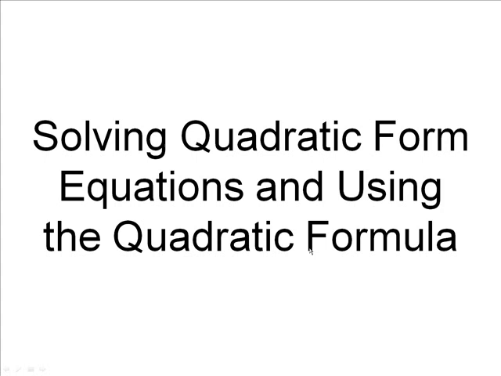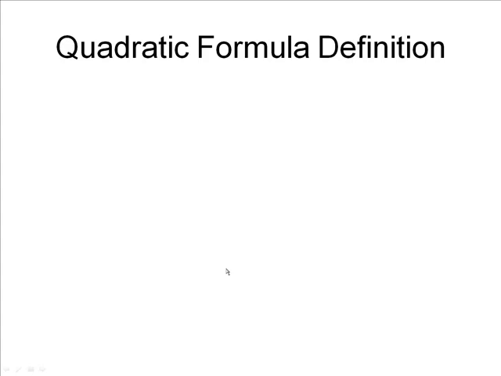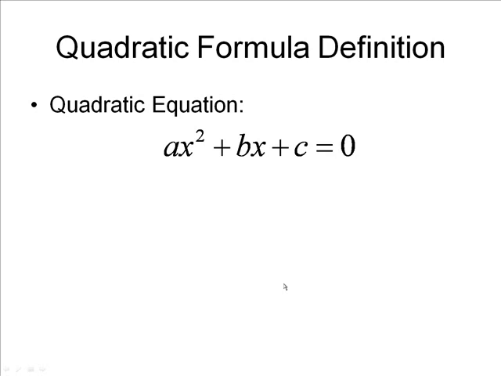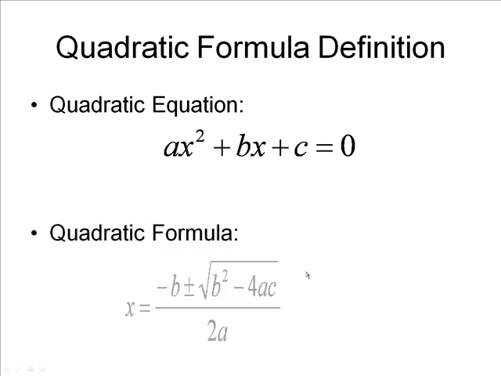This video will be dealing with solving quadratic form equations and using the quadratic formula. Quadratic formula is derived from the quadratic equation ax squared plus bx plus c equals 0 by a process called completing the square. We don't necessarily need to go through that process to show you how it's derived, although it is interesting and worth checking out.